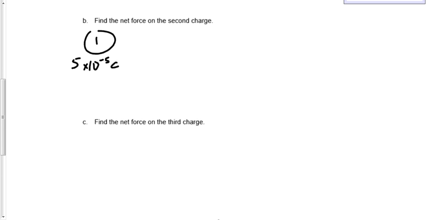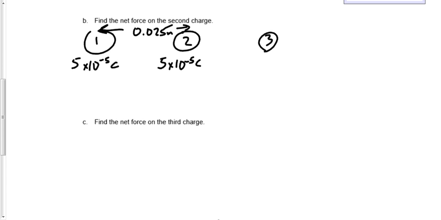The second charge is to the right of it, and it also has a charge of 5 times 10 to the negative 5 coulombs. We're going to say it's 0.025 meters to the right. And the third one, that's to the right of the second one, 2 centimeters to the right of the second one, or 0.020 meters. And the value of the third charge is negative 2.5 times 10 to the negative 5 coulombs. We're looking for, in question C, the net force on the third charge.